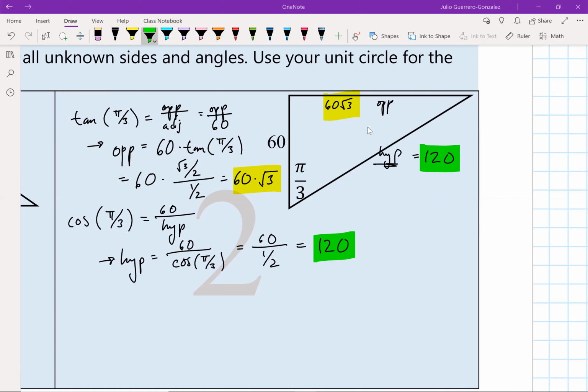Do people feel comfortable with this? Kind of, sort of? No, I think I need a little bit more practice on it, but I'll be fine with it later. Okay. Now I do. Okay.